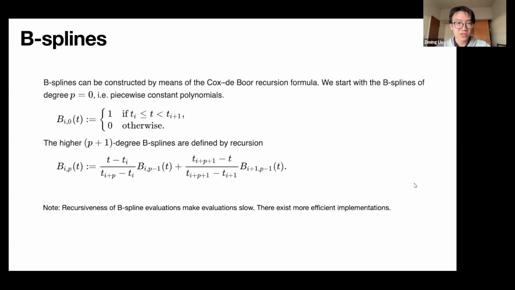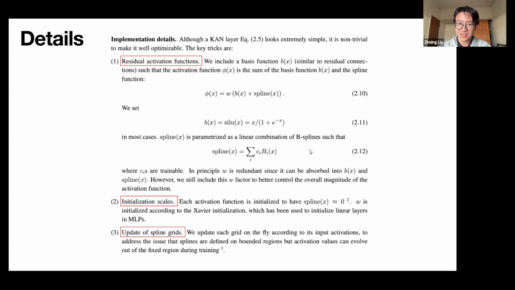So it's not necessary to stick to B-splines, but if you do want to use B-splines, I use this de Boor recursion formula, but it's very expensive because it's a recursive relation, and people on GitHub have already figured out ways to make it more efficient, which I will not cover here. There are a few more tricks that I want to confess.